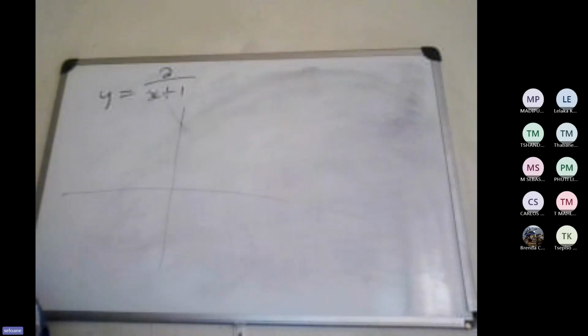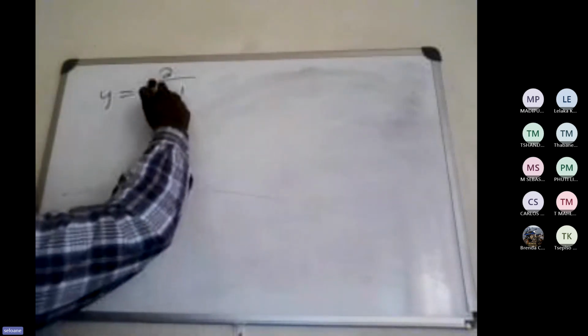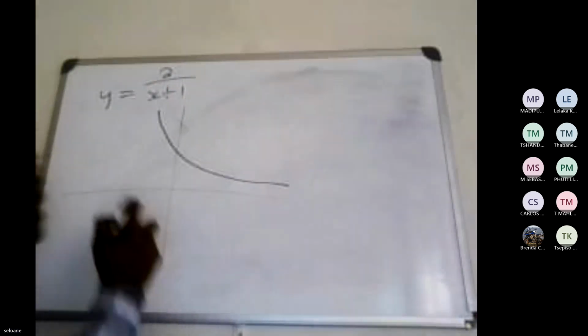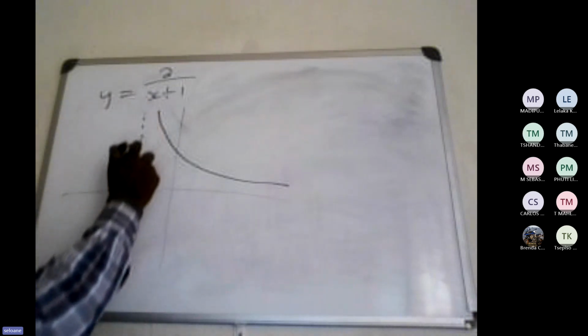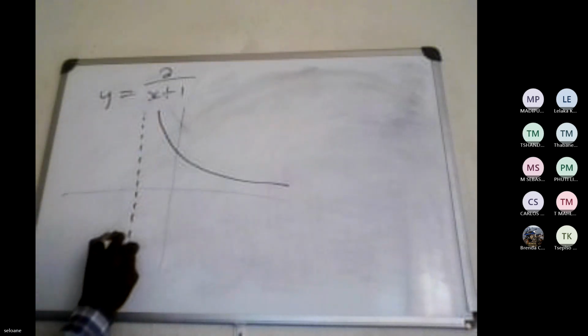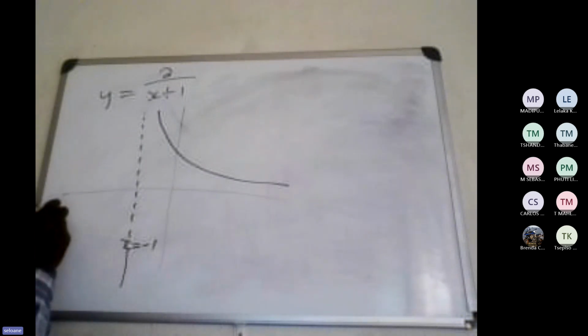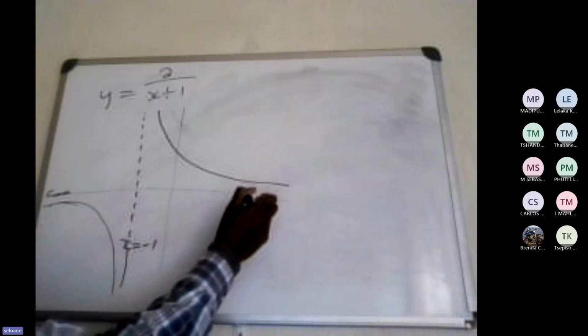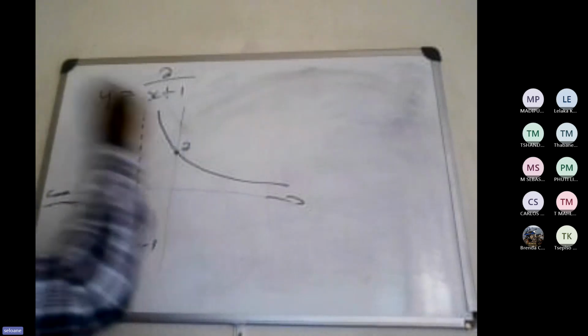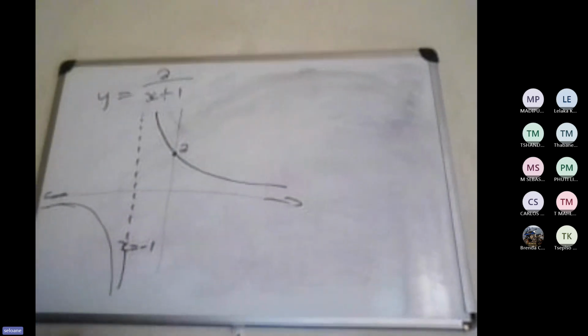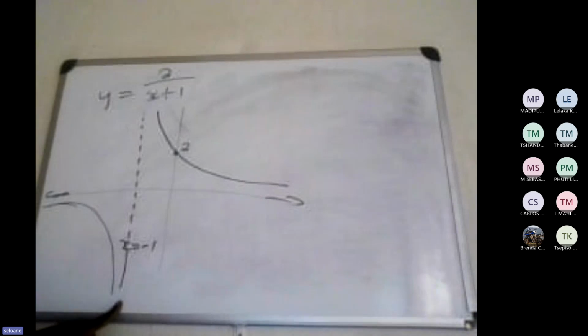What is the y-intercept here? You replace x by 0. Therefore, it will be 2. Therefore, your graph will be something like this. And what is the vertical asymptote? The vertical asymptote will be x equal to -1. Hopefully this makes sense. Your graph will be something like this. The y-intercept is 2, and this is your new vertical asymptote, x equal to -1.